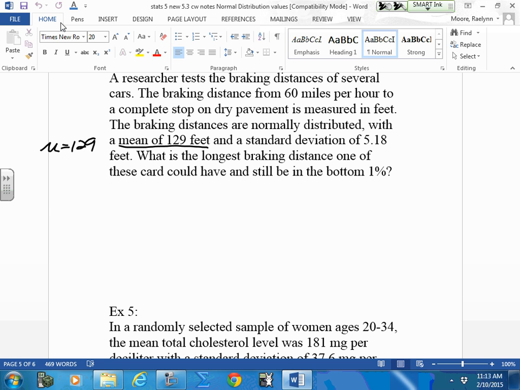So the average car braking distance is normally distributed with a mean of 129 and a standard deviation of 5.18 feet. What is the longest braking distance that a car could have and still be in the bottom 1%? Now, let's think this out. Let's make a chart. Let's make our sketch. I want to see if you think like me.